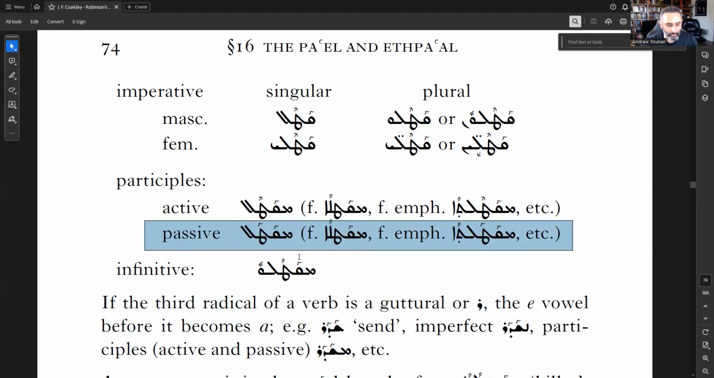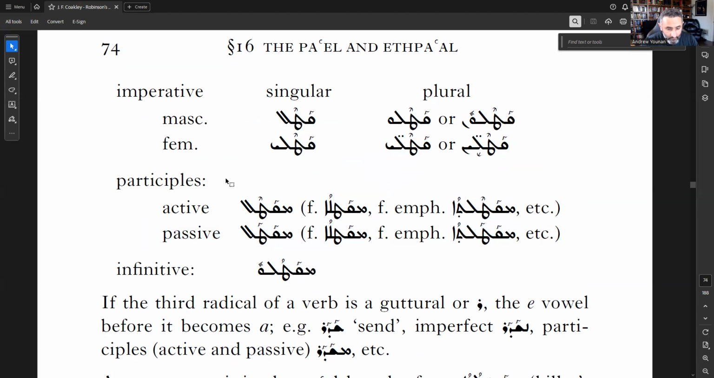The passive participle. So if you want to say murdering, or I am murdering; if you want to say murdered, or I am murdered. This is a little bit tricky. So this one is the active, murdering. This one is murdered. I am murdered. So there's just this one little vowel that's different.